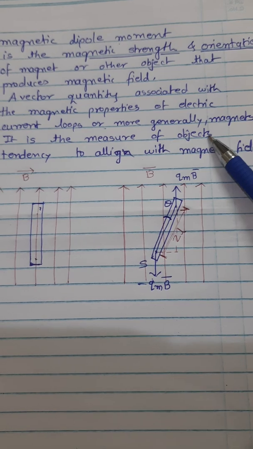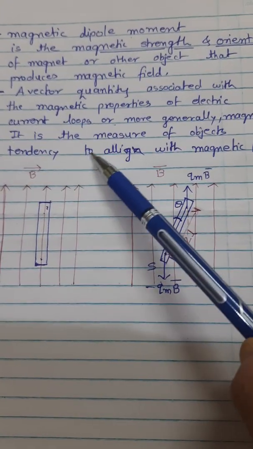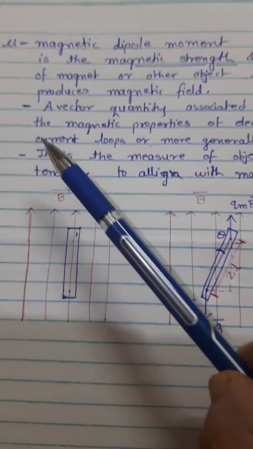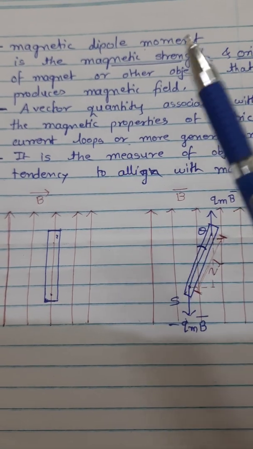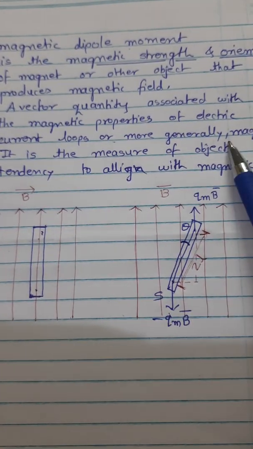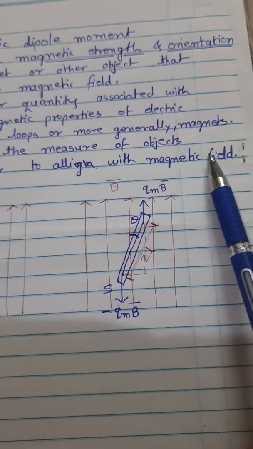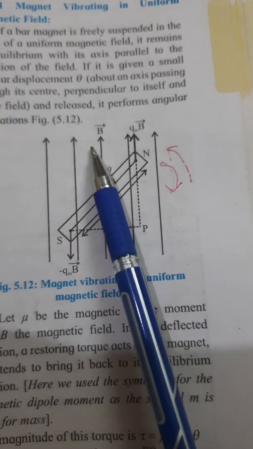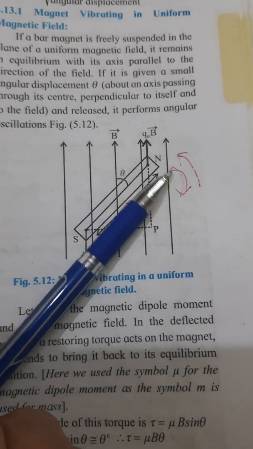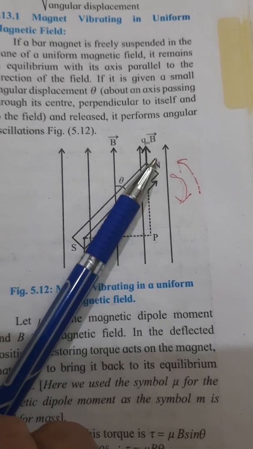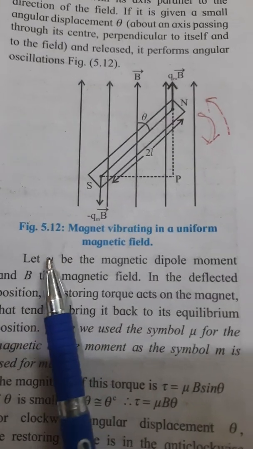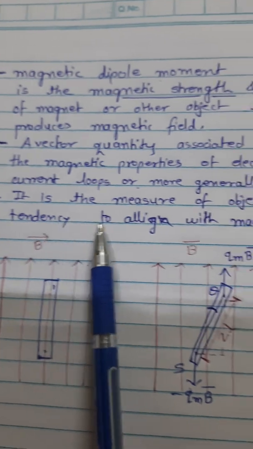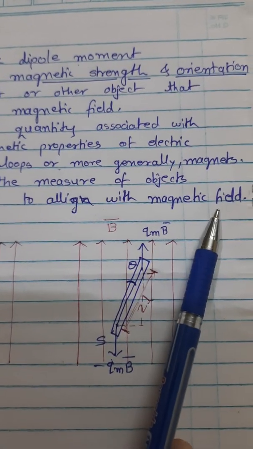It is the measure of an object's tendency to align with a magnetic field. Magnetic moment gives us information related to the tendency of any object to become aligned with the external magnetic field. Here is the situation: a magnet is kept in an external magnetic field. We have displaced this magnet slightly, and here mu, which is known as the magnetic dipole moment, indicates the tendency of that magnet to align with the external magnetic field.